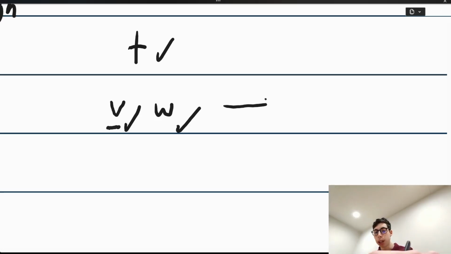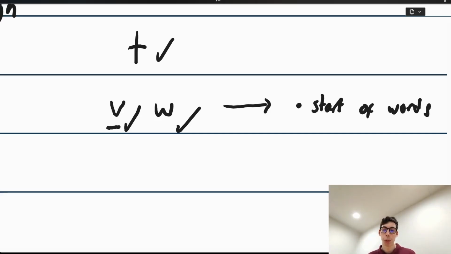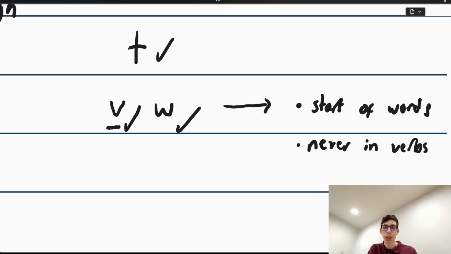The letter W only appears at the start of words, and it never appears in verbs. Sorry, not vowels, it never appears in verbs. There are reasons for this, which we're not going to get into. I'm not going to waste your time. But where we find W's tends to be systematic. There tend to be places we find W's and places we don't.